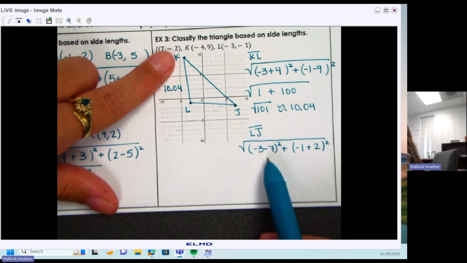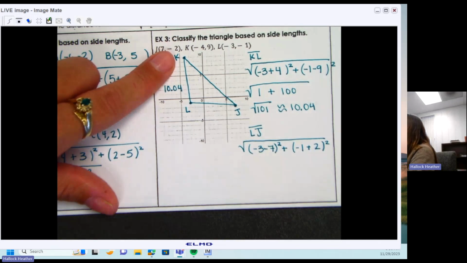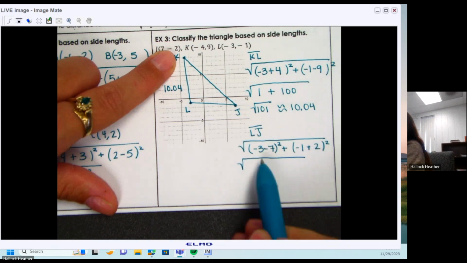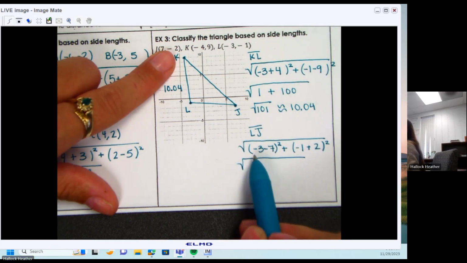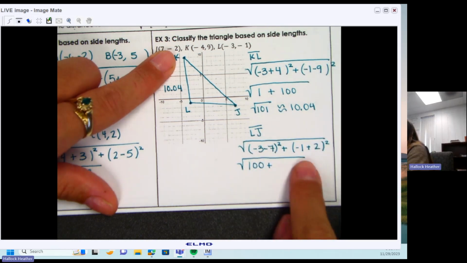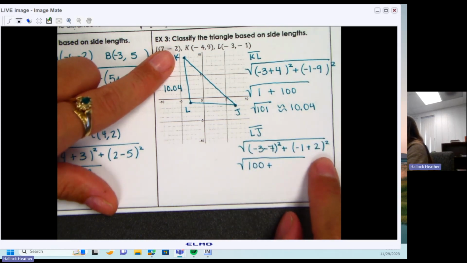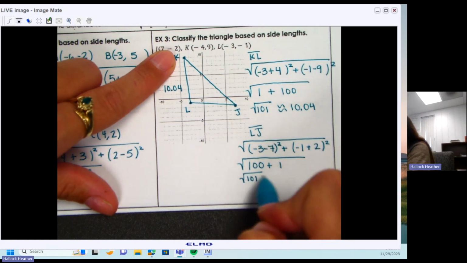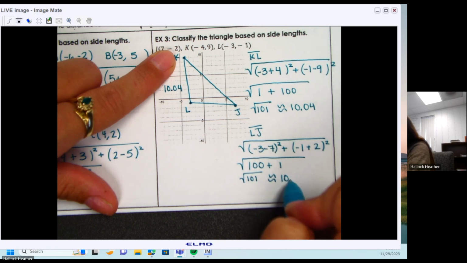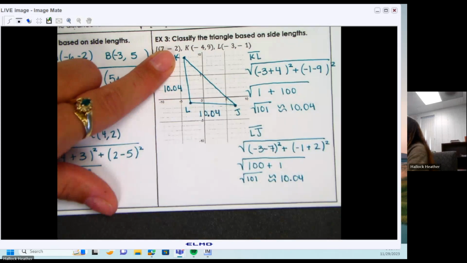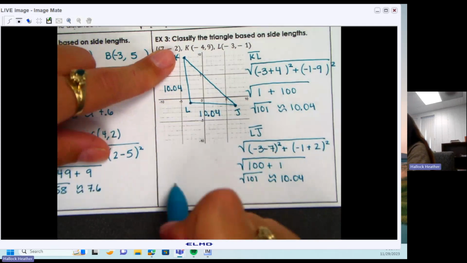-3 minus 7 is -10. What is -10 to the power of 2? 100. -1 plus 2 is 1. 1 squared is just 1. So I get 101 again. So what does that mean? It is an isosceles again.